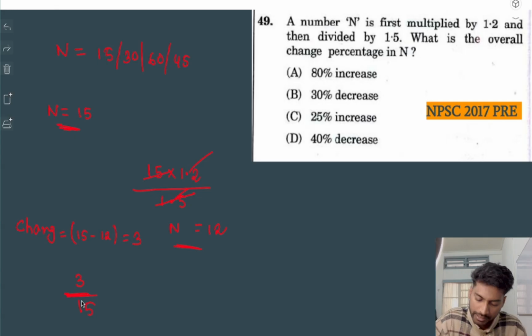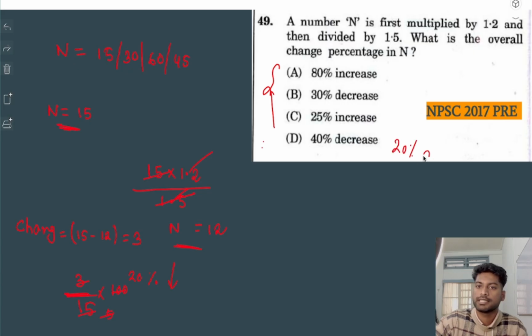So 3 by 15 into 100. Okay, 3 cuts with 5, and 5 divides 100, that is 20. And 20% reduced. Why? It's getting lower, 15 to 12, it's getting lesser. So that's why it's reducing. All the options are wrong, so the answer will be here: 20% decrease. It's your answer.